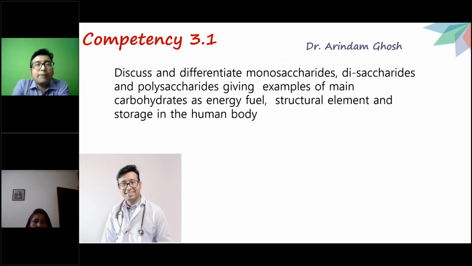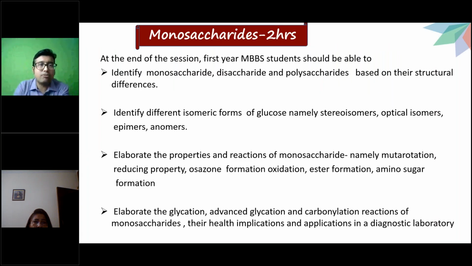Competency 3.1 says: discuss and differentiate monosaccharides, disaccharides, and polysaccharides, giving examples of main carbohydrates as energy fuel, structural element, and storage in the human body. Now this is huge. There are so many things in this single competency that we had to divide the whole thing into sub-competencies. So I will be telling the SLOs one by one. First, there will be a session on monosaccharides, approximately a 2-hour session.